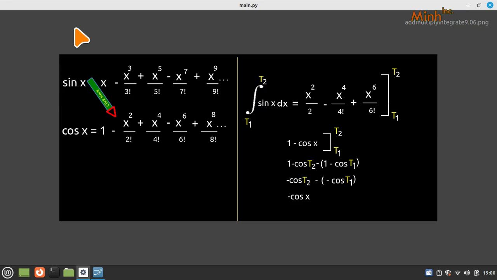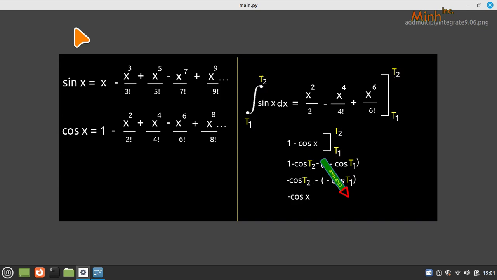So if I take, on the left side of the equal sign, cos x, I bring to the right side, then it becomes 1 minus cos x. So the integration of sin x dx is 1 minus cos x. Now from t1 to t2, that leads to 1 minus cos t2 minus 1 plus cos t1. So minus 1 and plus 1 becomes 0, and this is minus cos t2 plus cos t1.